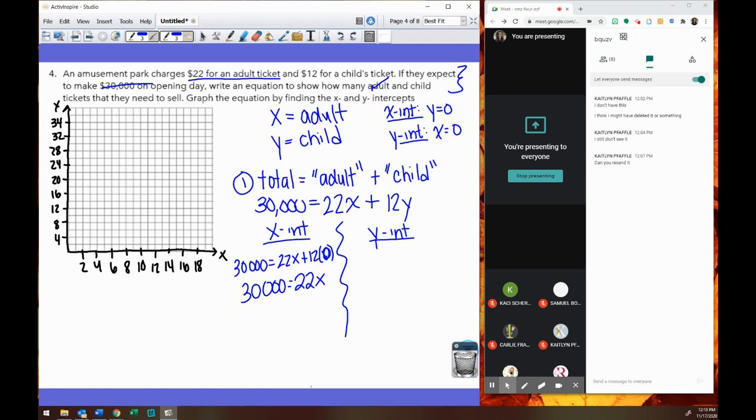So then how do you solve that for x? And how do you figure out what that x value is? We divide by 22. Do 30,000 divided by 22. And what do we get? 30,000 divided by 22.